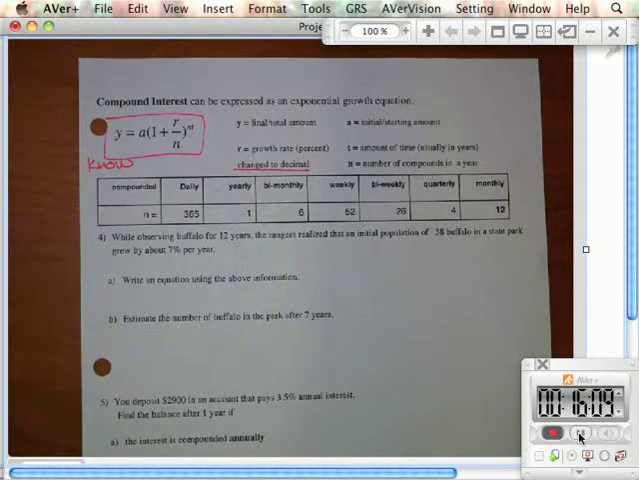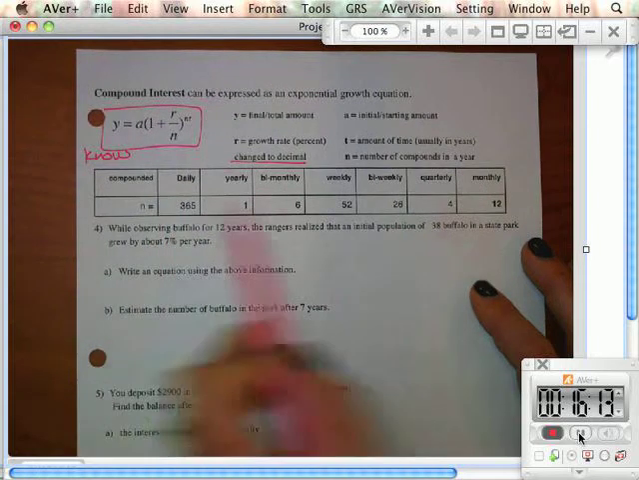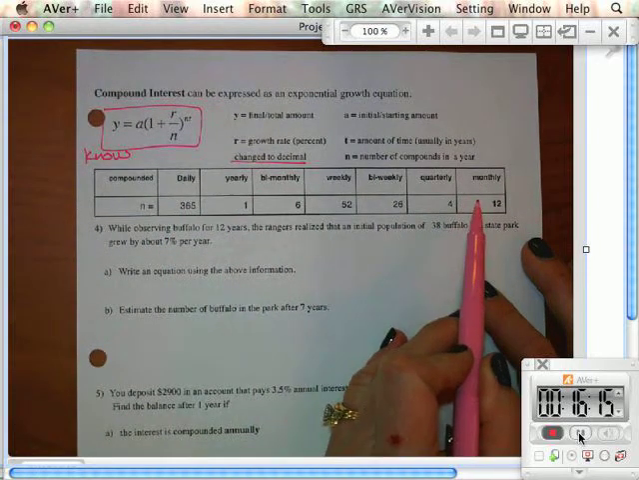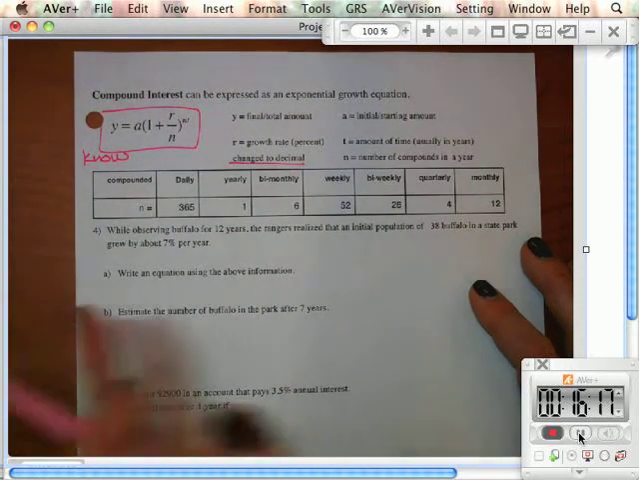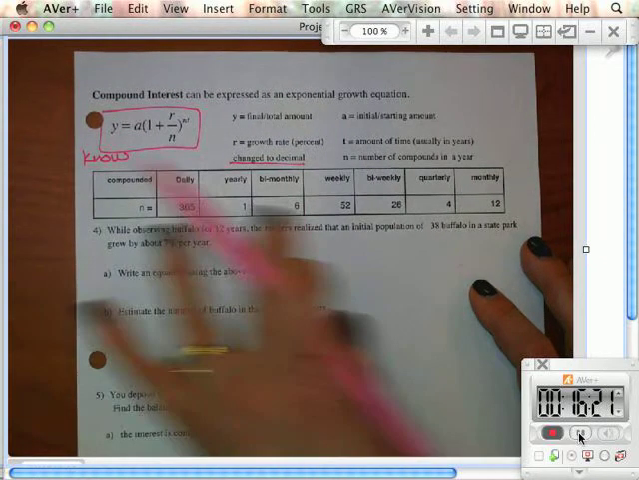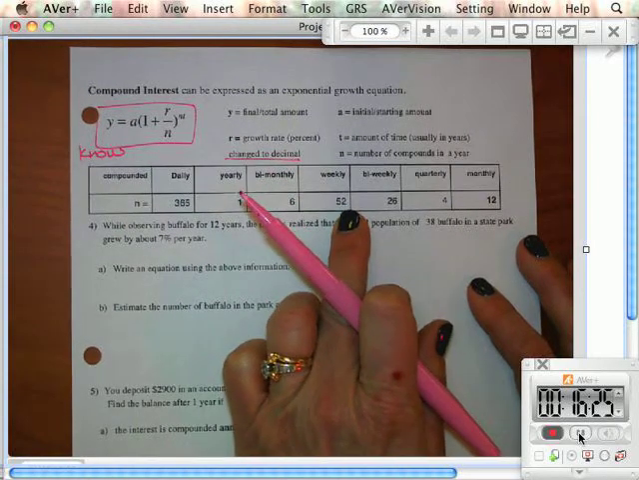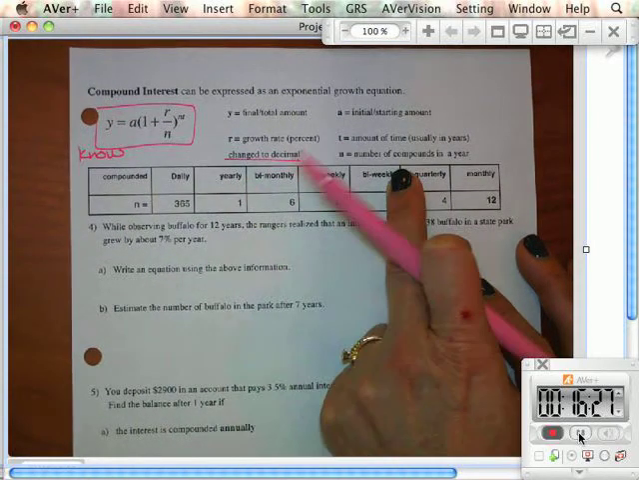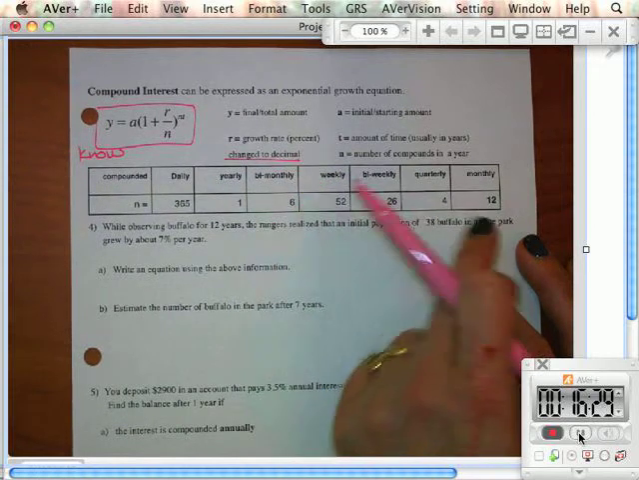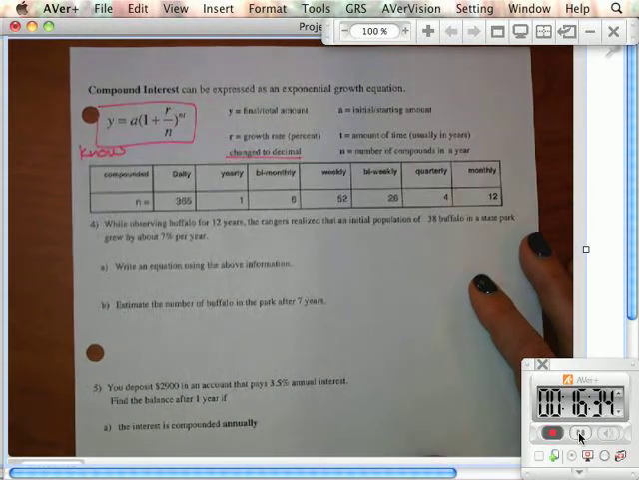Okay? All right. Now, you may need this table eventually. If you're not sure what compounded bi-monthly means, that means 6 times a year. I just put this in here for reference. Compounded weekly, there's 52 weeks in a year. Okay? Because N represents the number of compounds in a year. So I just put this in here for your reference if you need it, maybe while you're practicing on Monday. Let's do some of these.